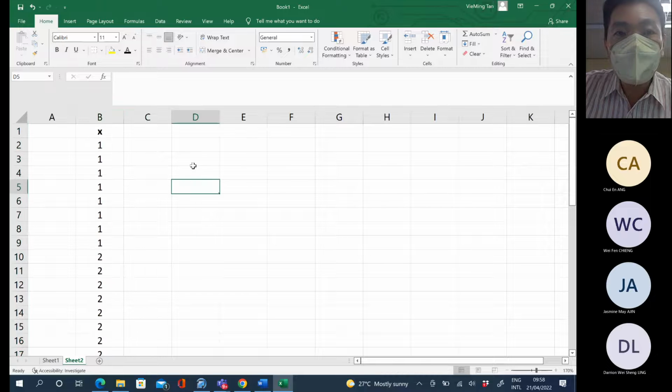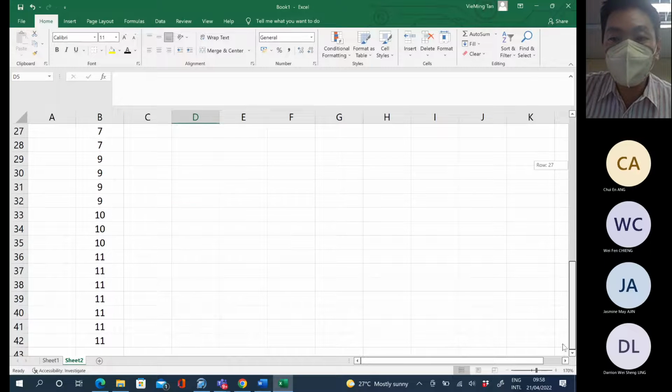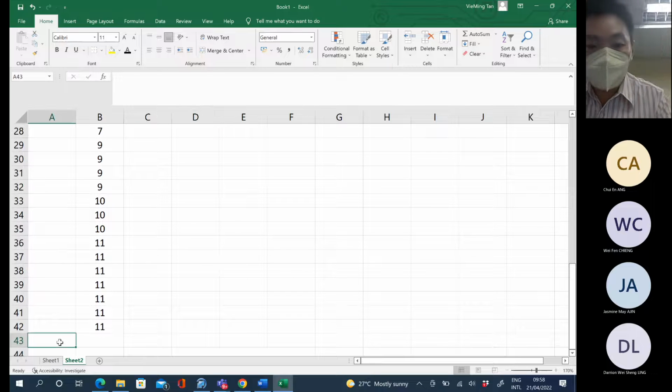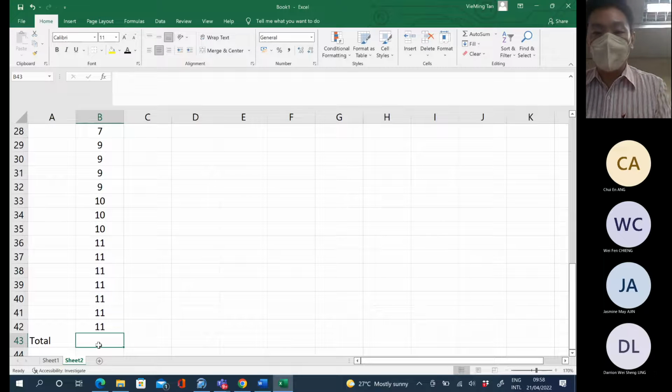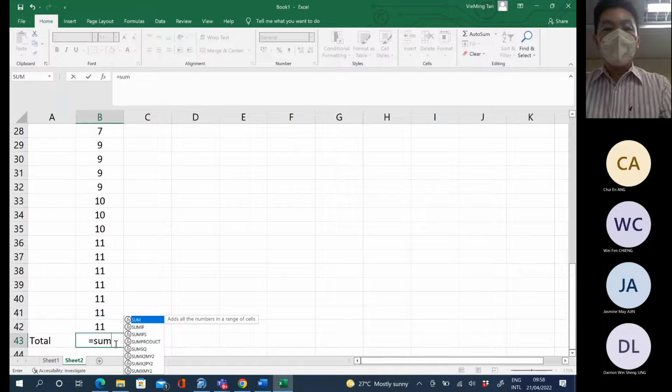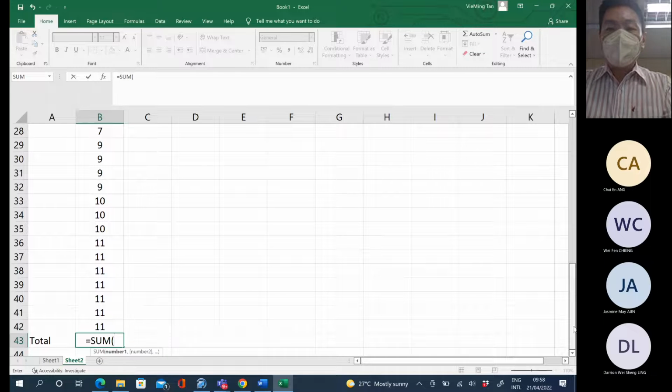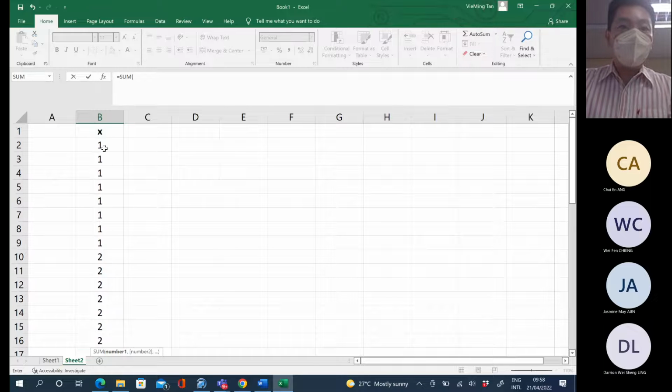So if you want to calculate the total X value, how to do so? You can use SUM. If you want to save time, I put total or I put sum, same meaning. Total means sum. So to calculate the total X value, you can use the SUM formula. Then double click this function, right? Then highlight the 41 data.